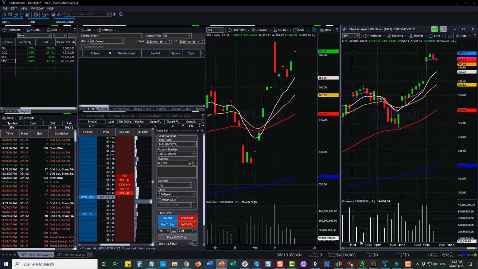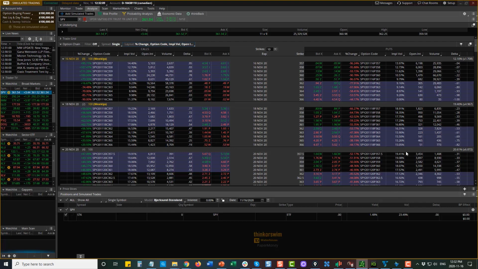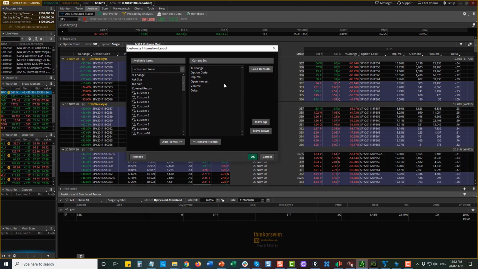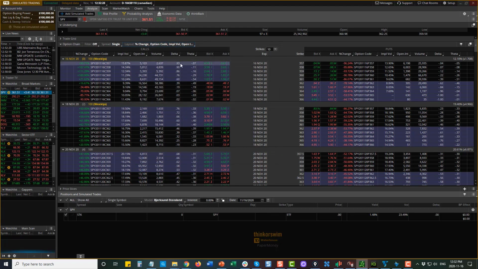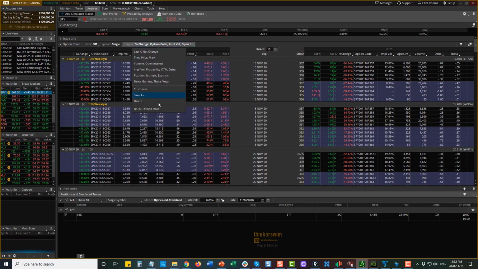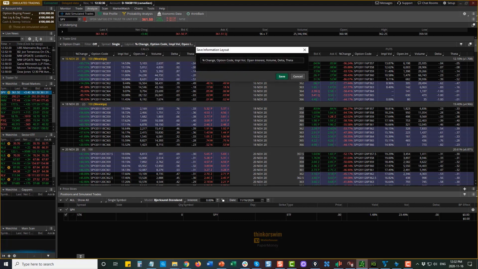Let's go in here and just take a look at Thinkorswim. I'm going to go in here to my main one, my NSTA options, and I'm going to customize. I'm going to add theta because I haven't added theta here. And I'm going to save as NSTA options main. I just got to rewrite it. Save as.